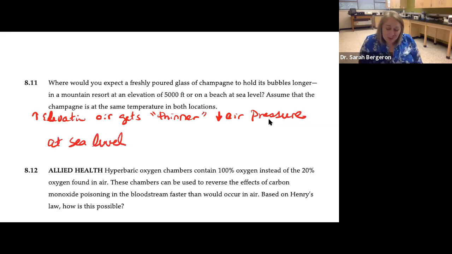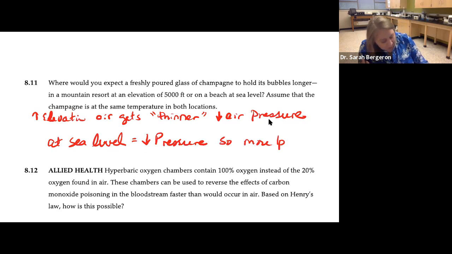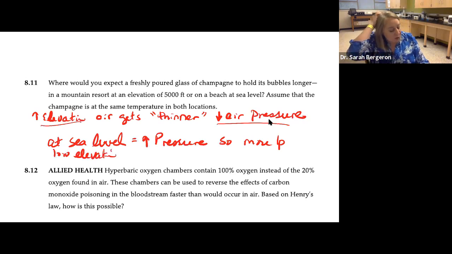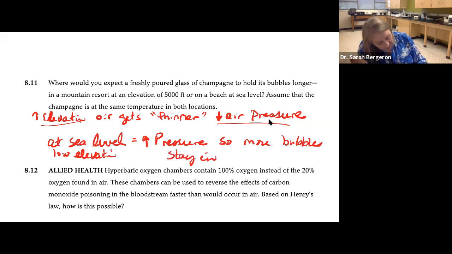You need to drink it at sea level because, oh, I'm sorry, you have higher pressure at sea level. At high elevation, you have low pressure. So at sea level, this is low elevation, that's what I was mixing up. You have low elevation, so then you have high pressure. So more bubbles stay in the champagne. I'm too busy thinking about enjoying champagne on a beach.